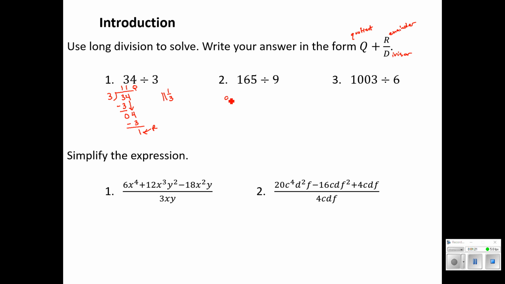Let's try number 2. 165 divided by 9. And 9 goes into 1 0 times. 9 goes into 16 one time. So you can see I'm in the tens column now, keeping everything organized vertically. 1 times 9 is 9. Take the difference. 16 minus 9 is 7. Drop down the 5. 9 goes into 75 8 times. 8 times 9 is 72. Take the difference, and our remainder is 3. So our answer is 18 3/9, which we can simplify to 18 1/3.